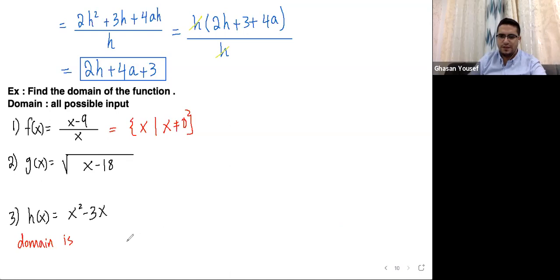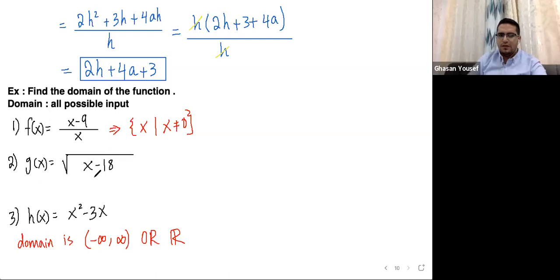Real numbers, exactly, from minus infinity to infinity, or I can simply say real numbers. Now let's go for the second one.